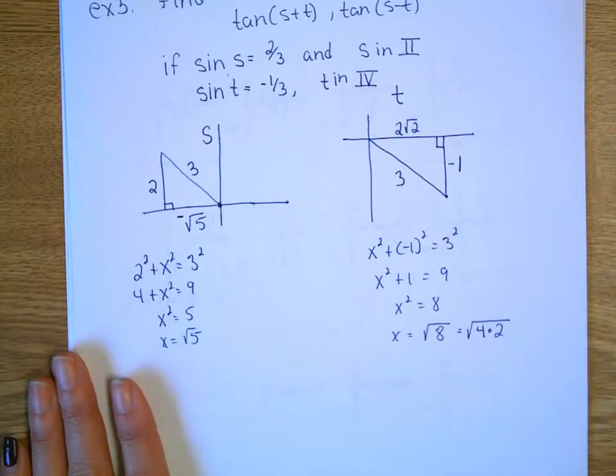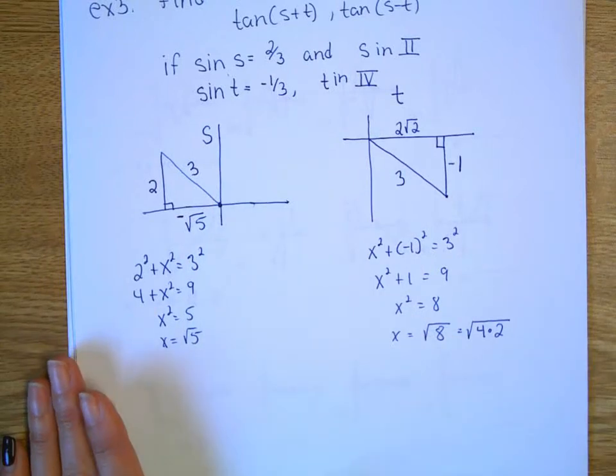All right, so now we're ready for our identities. There's really only 2 problems we have to do, because the other 2 we just change the sign. So even though we want 4 answers, we only have to work out 2 of them, really.